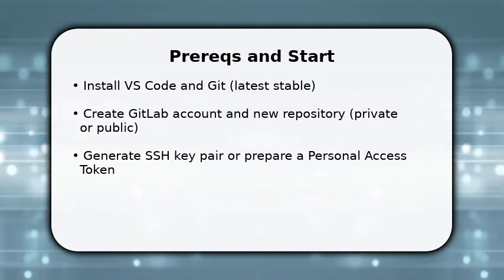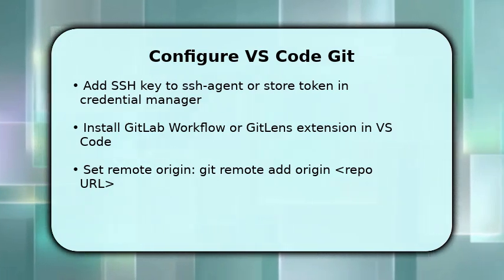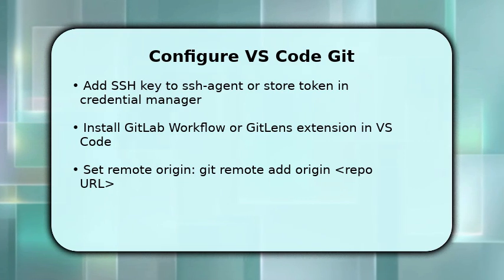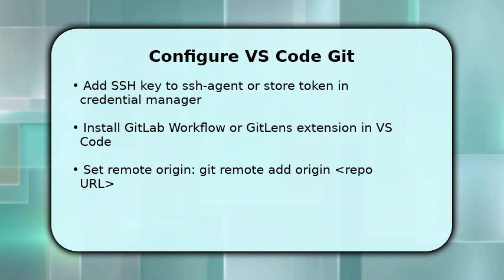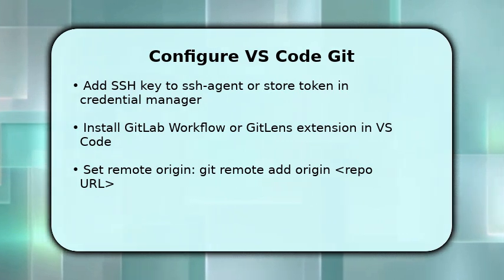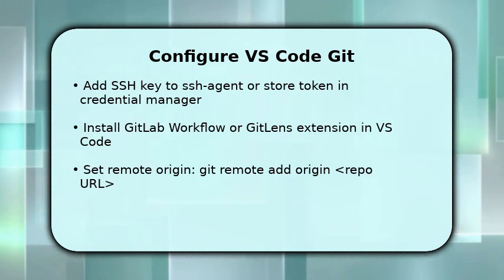Start the SSH agent and add your private key so authentication is seamless, or save the personal access token in your OS credential manager and set the HTTP extra header if needed. Install the GitLab Workflow extension for CI features or GitLens for advanced blame and history.